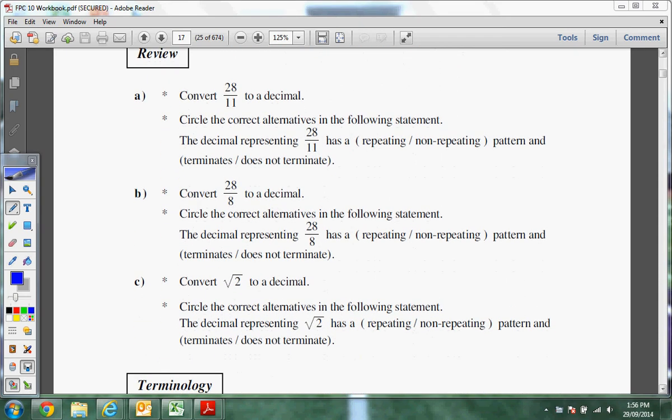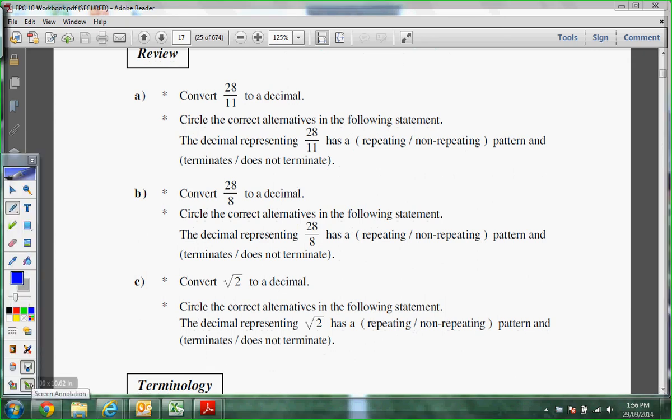So it says convert 28 over 11 to a decimal. So 28 over 11 to a decimal is 2.545454, so 54 repeating. Okay, it says circle the correct alternatives in the following statement. The decimal representing 28 over 11 is repeating or non-repeating? Well, I kind of gave it away. It's repeating. Okay, and does it terminate or not terminate? Does not terminate. Good, Mike, it keeps going, right? So, okay, that would be 28 over 11.